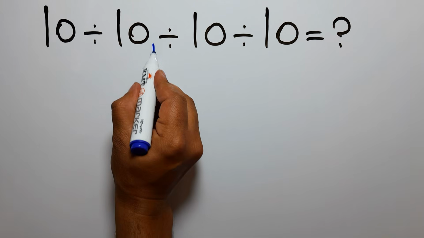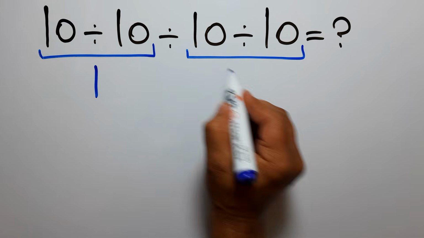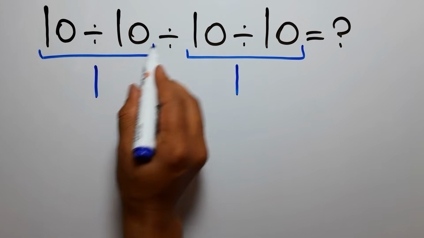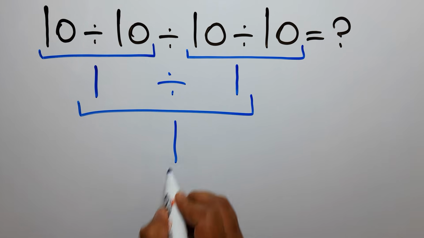10 divided by 10 gives us 1. And again here we have 10 divided by 10. So we have 1 divided by 1, which equals 1.